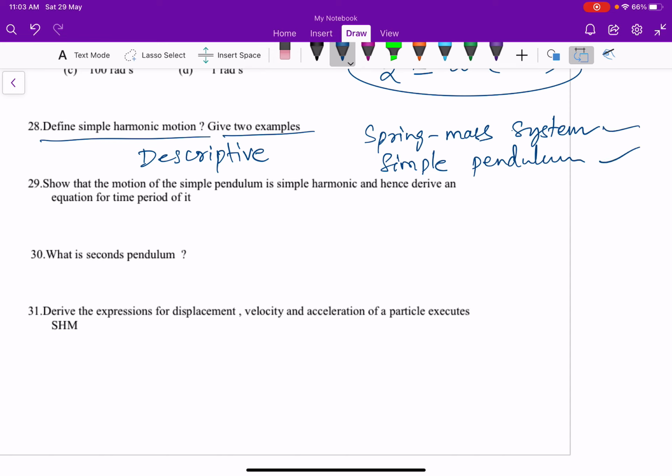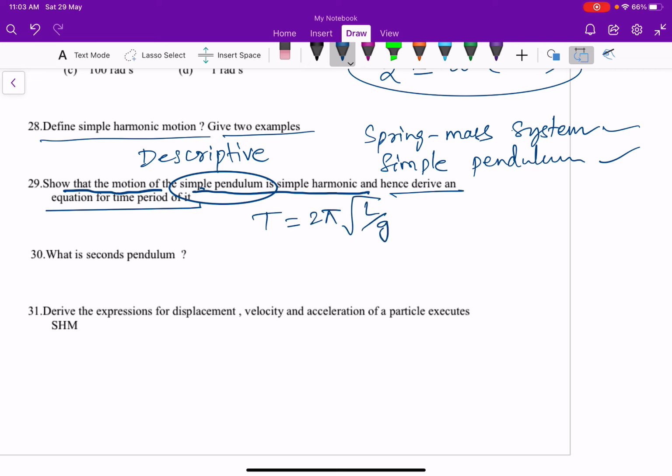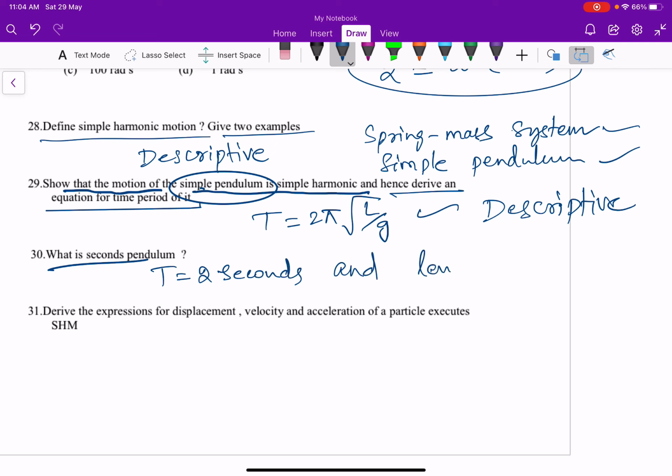Okay, next, show that the motion of the simple pendulum is simple harmonic and hence derive an equation for its time period. Here you need to obtain an expression for time period of simple pendulum, that is T equal to 2 pi under root of L by g. I have derived this expression in video lectures. Go through it and answer this question. This is also descriptive part. And what is second pendulum? Second pendulum is a pendulum which has time period T equal to 2 seconds and length equal to 1 meter. Such a pendulum is called second pendulum.